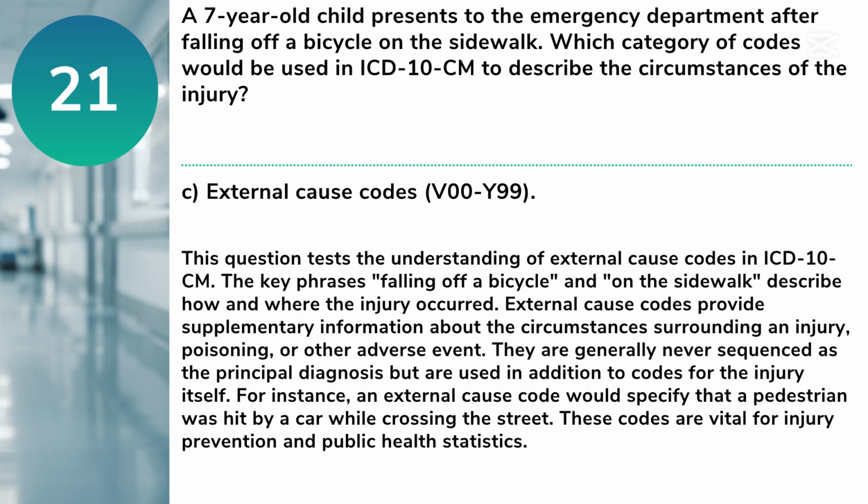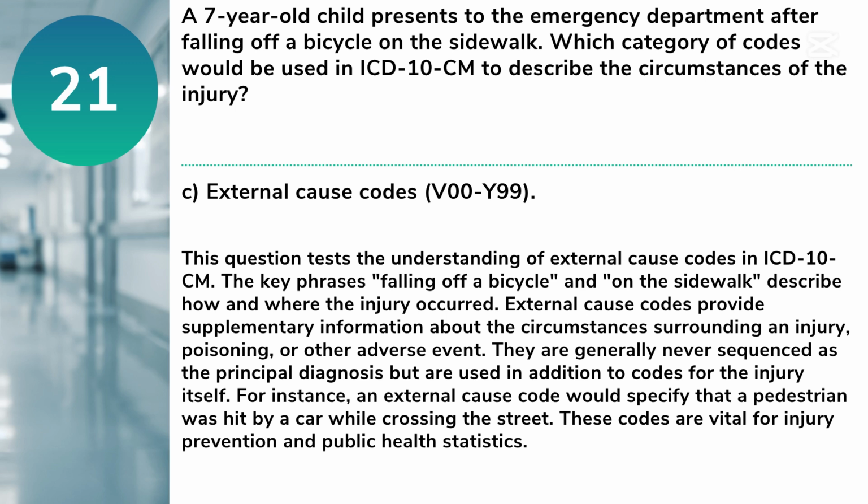Answer: C. External cause codes, V00-Y99. This question tests the understanding of external cause codes in ICD-10-CM. The key phrases, falling off a bicycle and on the sidewalk, describe how and where the injury occurred. External cause codes provide supplementary information about the circumstances surrounding an injury, poisoning, or other adverse event.